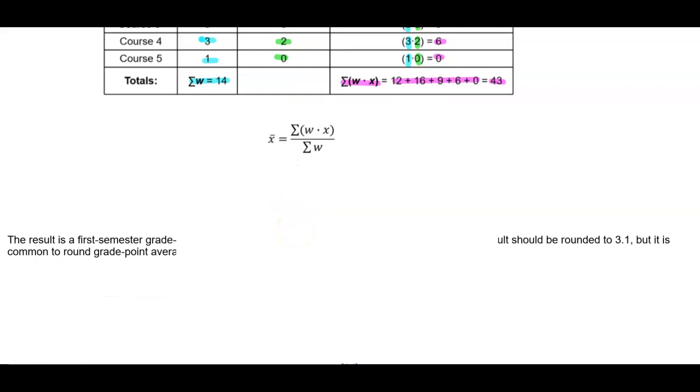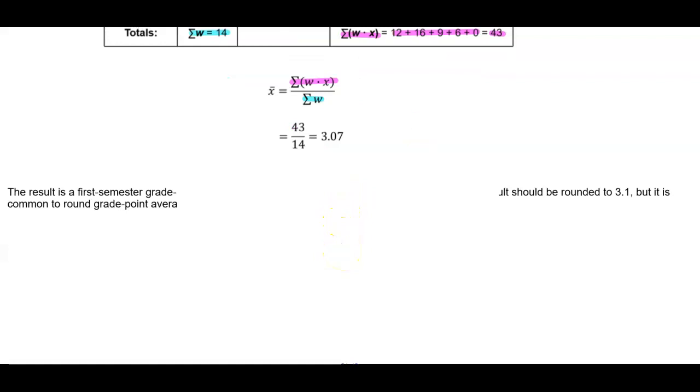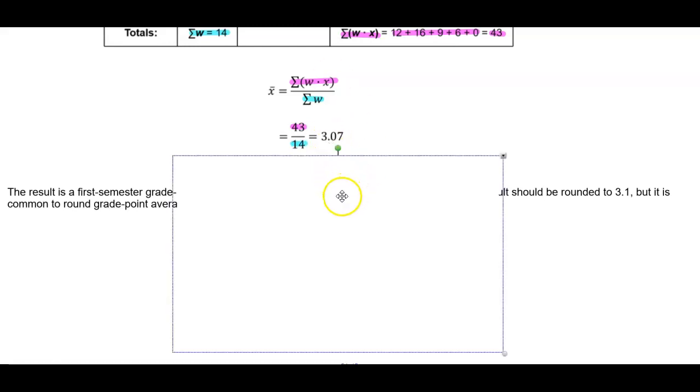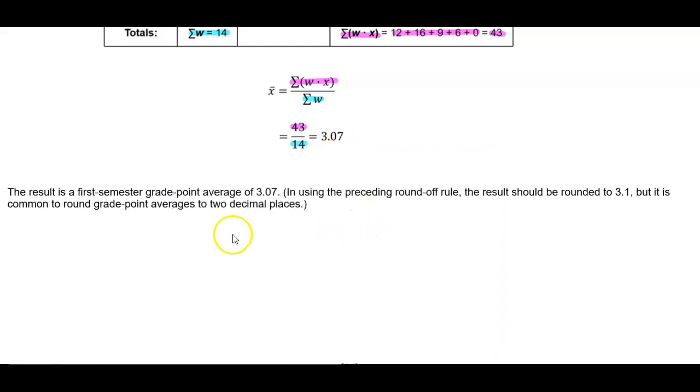We know that to find the weighted mean, we take the sum of the last column and divide it by the sum of the weights. So the sum of the last column is 43, and we're dividing it by the weights of 14, which gives us 3.07 because we're rounding to 2 decimal places. Therefore, the result is a first semester grade point average of 3.07. Using the preceding round-off rule, the result should be rounded to 3.1, but it is common to round grade point averages to 2 decimal places.